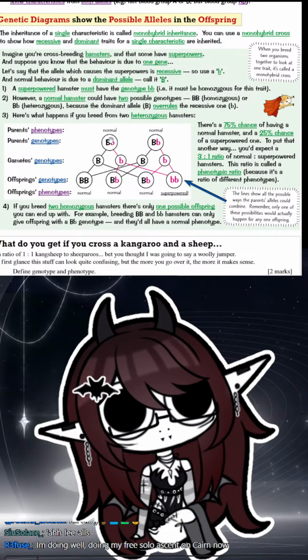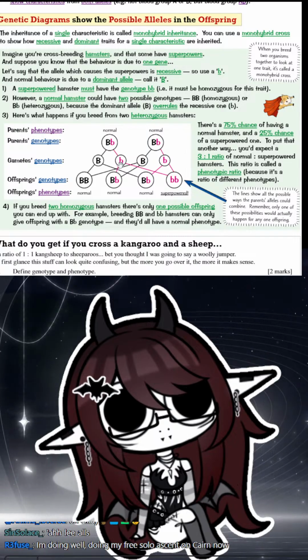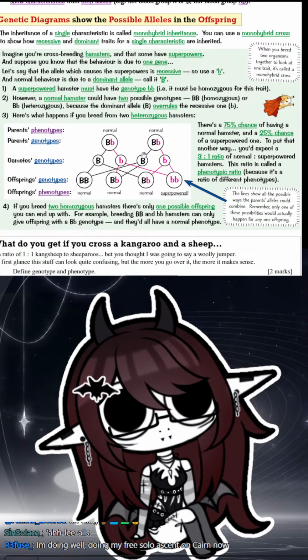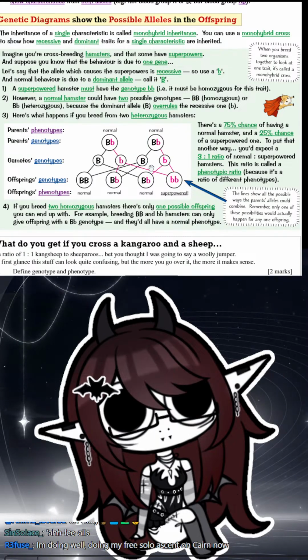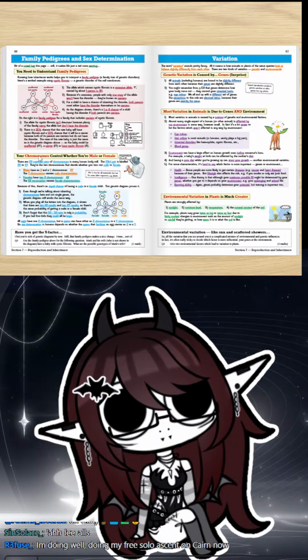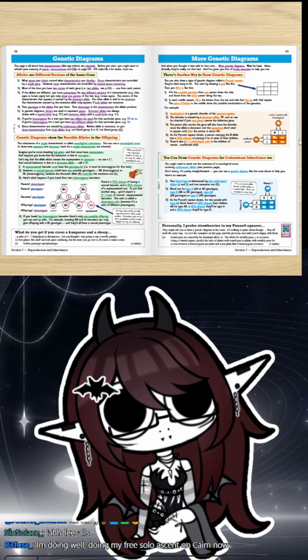So, you can see all the links here. These two, capital B, go to this one, lowercase b, lowercase b, go to this one, and B and B here, they go to this one. Do more genetic diagrams? No.